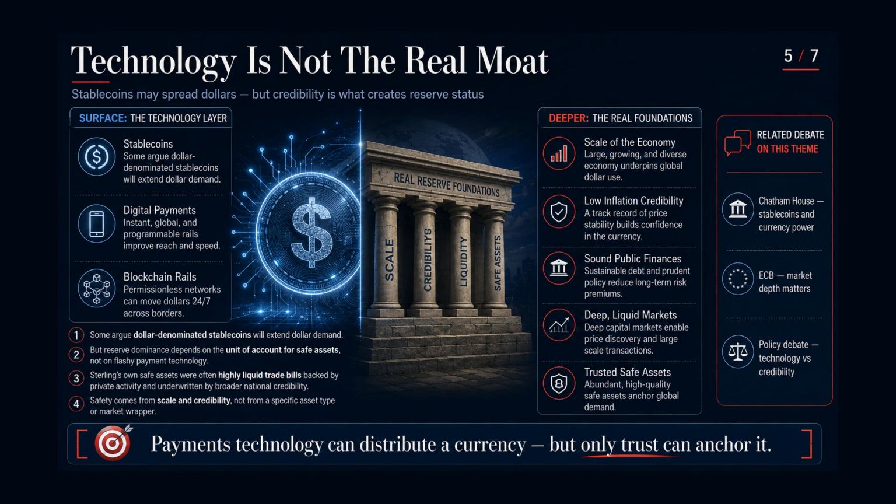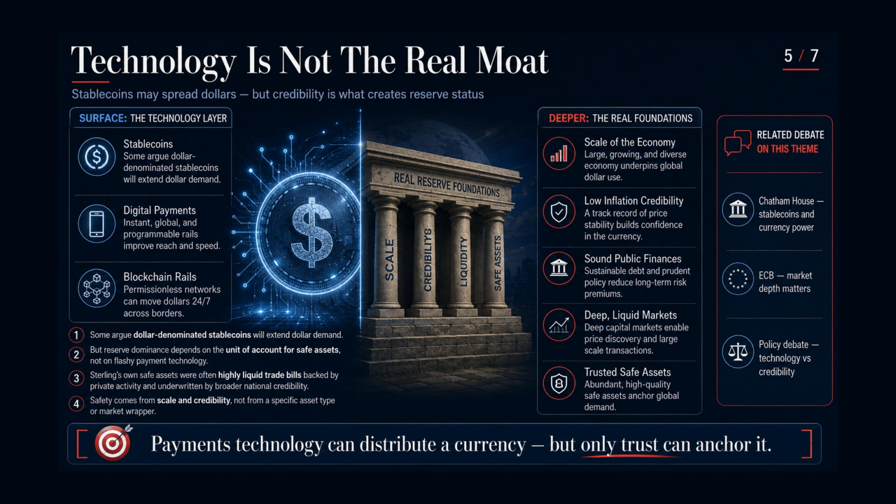This slide responds to the argument that dollar-based technology, especially stablecoins, will protect dollar dominance. Some people argue that dollar-denominated stablecoins will increase the global demand for dollars because they make dollar payments faster, cheaper, and easier across borders. That may be true to some extent, but technology is not the real foundation of reserve currency power. The real foundation is trust.